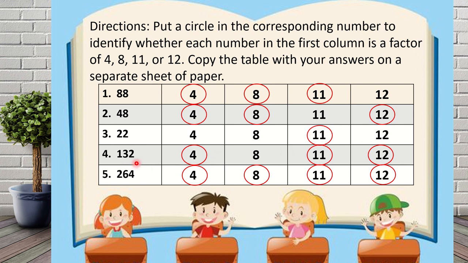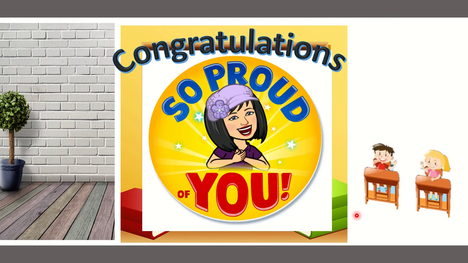For number 4, which is 132, you can divide it. It is divisible by 4. It is not a factor of 8, but it is a factor of 11, and it can be divisible by 12, or a factor of 12. For number 5, we have 264, which is a factor of 4, or divisible by 4. It is divisible by 8, it is divisible by 11, and it is divisible by 12. Did you get them all? Very good. Congratulations! I'm so proud of you.